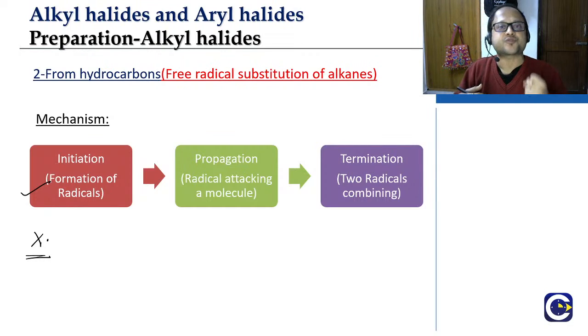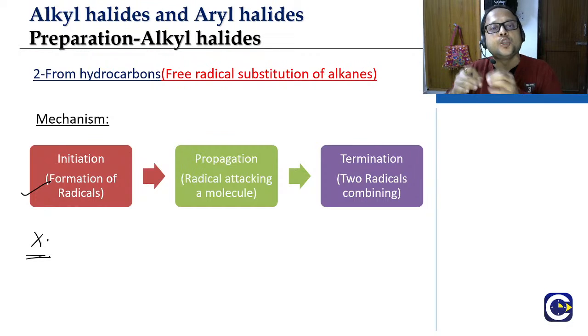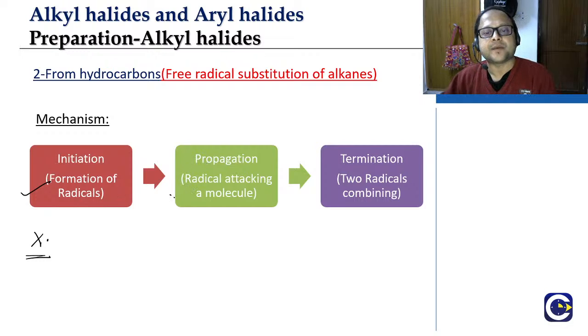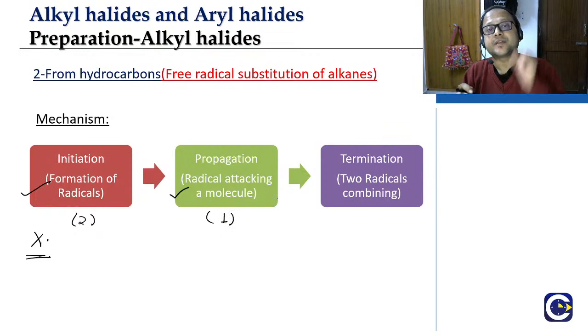Once hydrogen will be extracted, once halogen will be extracted, and this will keep on repeating in a loop, and the whole reaction will keep on going forward. That is where you come in for the second step, that is your propagation. So here you get actually two radicals, here you get one radical, and in the last stage, till there is even a single radical, there is a possibility of propagation.